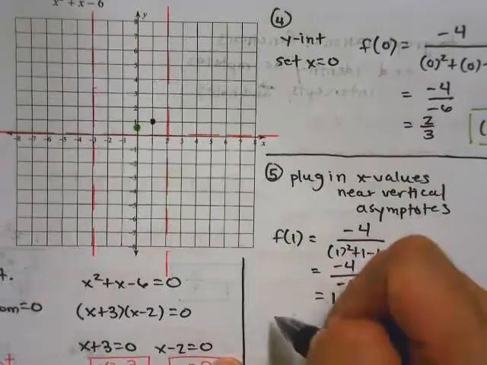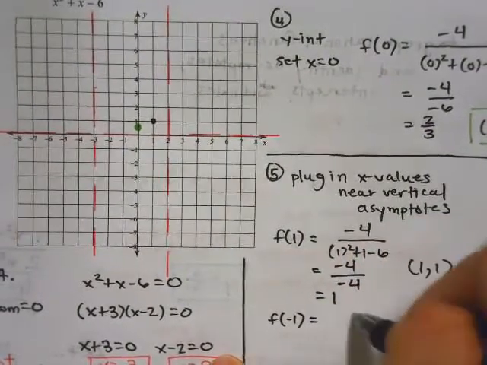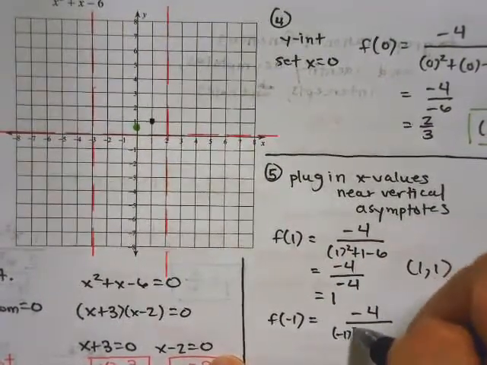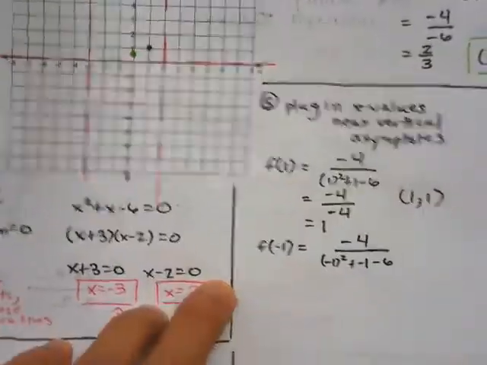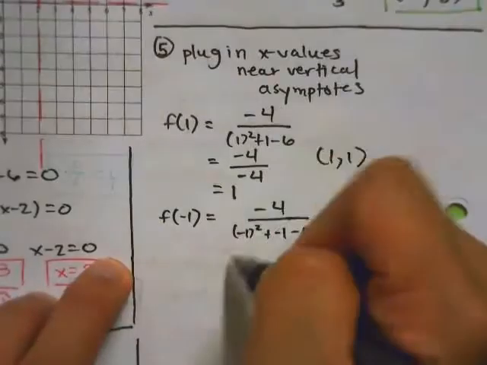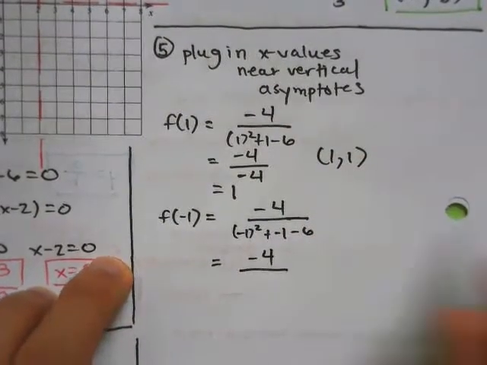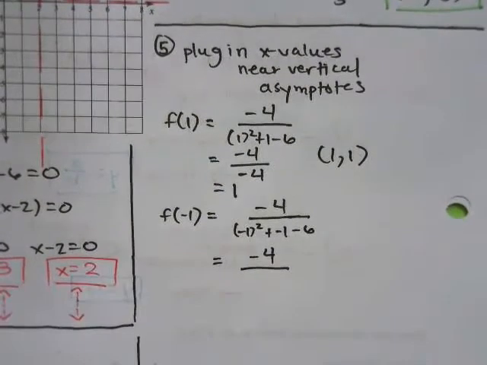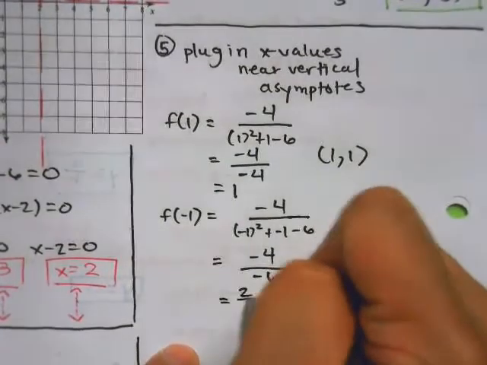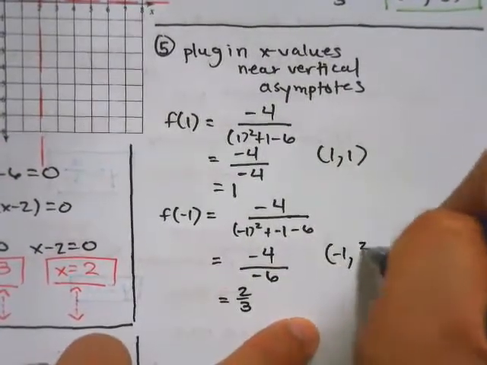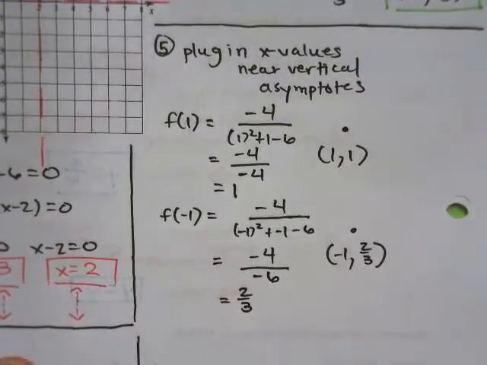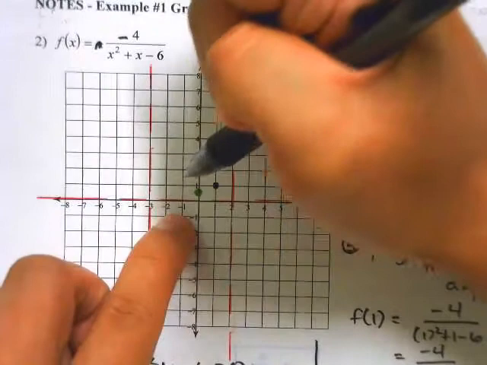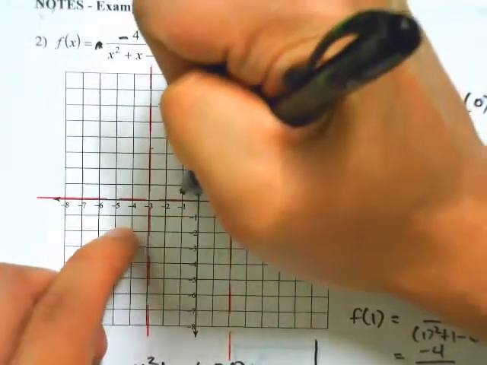Let's plug in negative 1. Negative 4 over negative 1 squared plus negative 1 minus 6. Hopefully it's just light calculations. Negative 1 quantity squared is 1, minus 1 is 0, minus 6 is negative 6, so this is going to be 2/3. So the point (negative 1, 2/3). I'm plotting these in black, which is right over here.